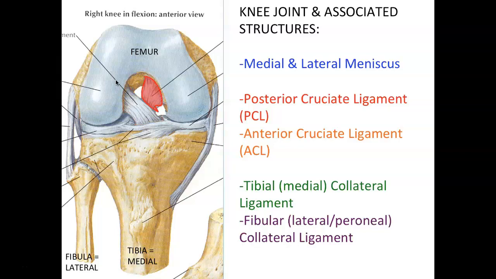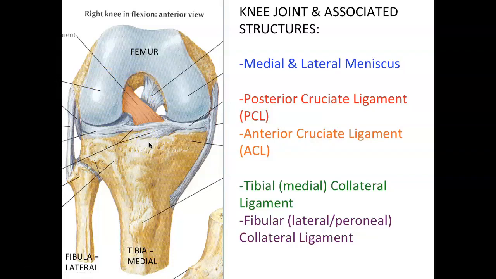So in red, I have my posterior cruciate ligament, which is the PCL, and this is attaching the medial condyle of the femur over toward the posterior surface of the tibia, which is why we call it the posterior cruciate ligament. And our anterior cruciate ligament is attaching from the lateral condyle of the femur over to the anterior side of the tibia, which is why it's called the anterior cruciate ligament. So if this ligament was not here, the ACL, we would be able to pull that tibia anteriorly.